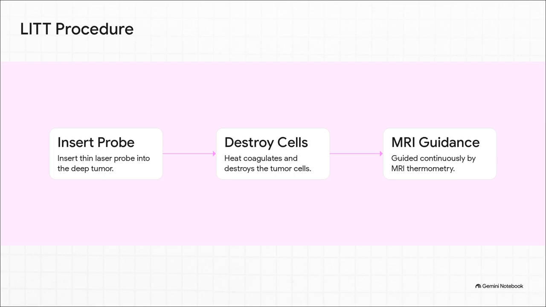Crucially, this entire process is continuously guided via MRI thermometry. That lets the surgeon watch a real-time heat map of the brain, ensuring the thermal energy destroys the tumor margins while absolutely protecting the adjacent, healthy brain tissue from heat damage.